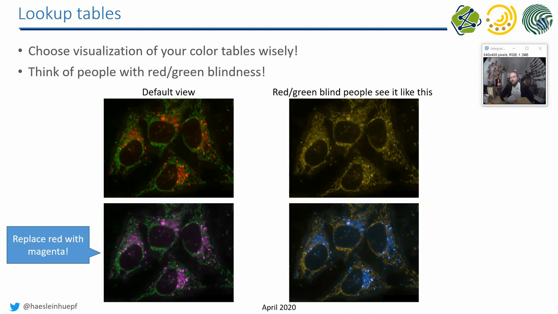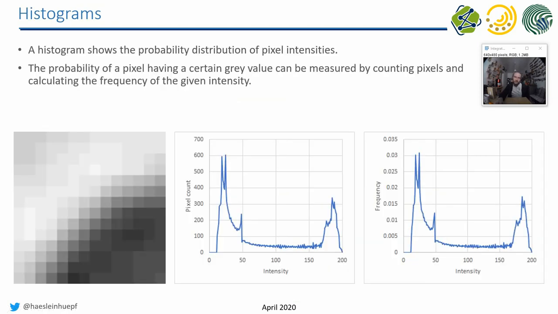Unfortunately, in many image processing programs, red and green is the standard visualization, the standard lookup tables for a two-channel image. And I would like to ask you to, whenever you can, think about that and replace red with magenta, because then red-green blind people can actually see the difference between these two channels.